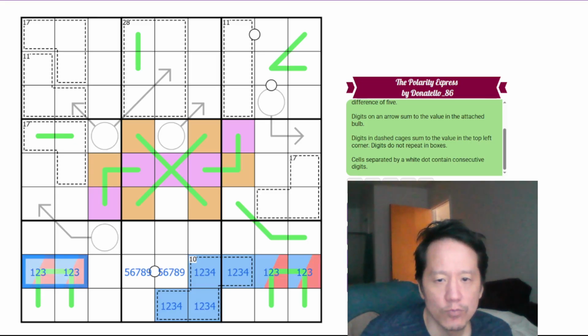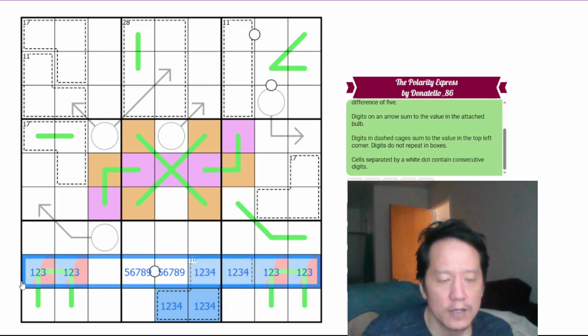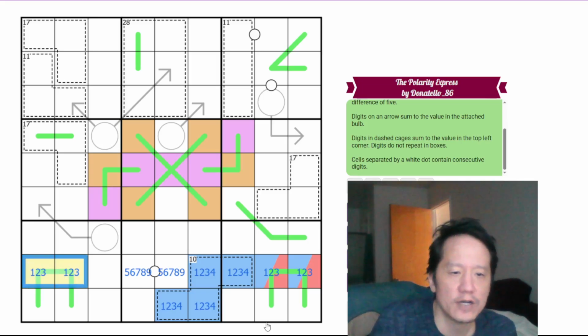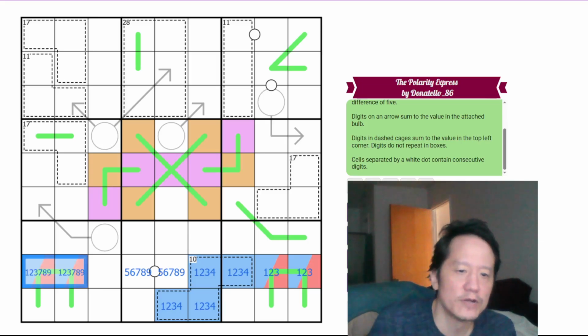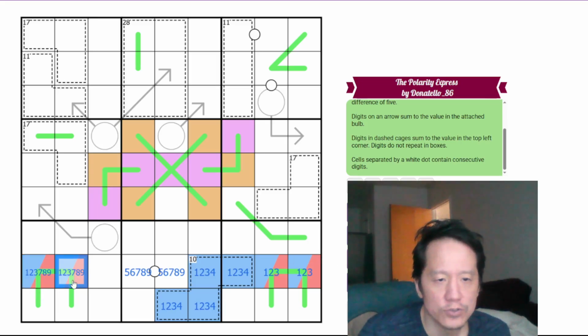Therefore, in this row, these must be 7, 8, or 9 because, again, those two are next to two unique digits that are on a German whisper line. And 4 and 6 can never be there.